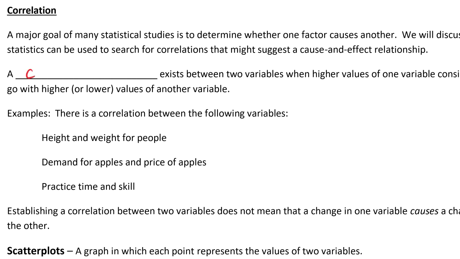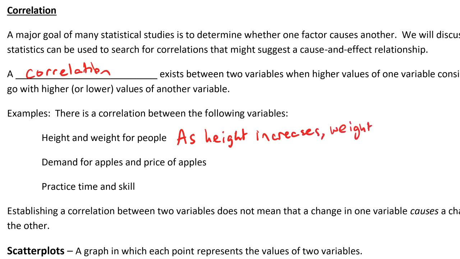Right, so a correlation exists between two variables when higher values of one variable consistently go with higher or lower values of another variable. For example, there's a correlation between the following: height and weight for people. As height increases, weight increases. All right, so there's a correlation there.